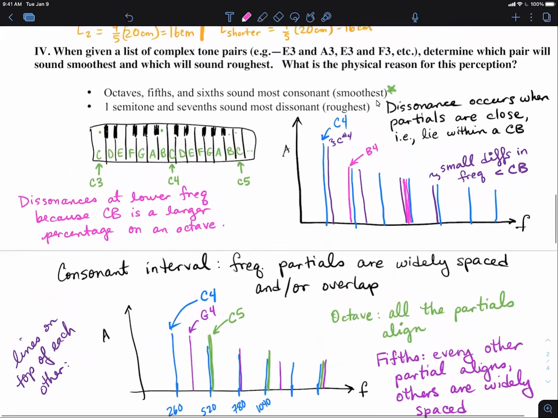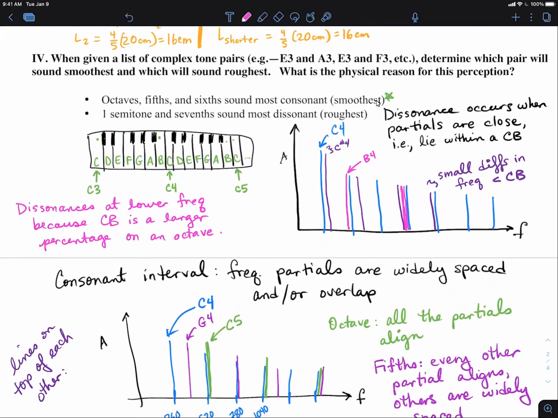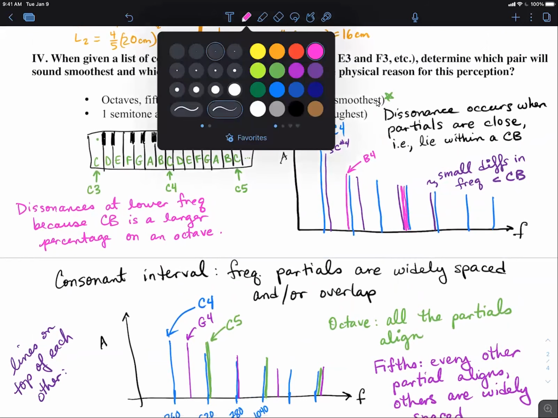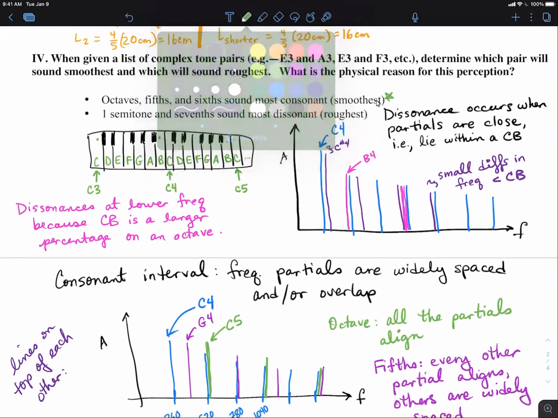And now let's get back to the actual bold here. How will you determine which will be the smoothest and the roughest? If you are new to music notation, and this is a little different for you, this is your rule of thumb. Number one, if the note is the same but the number is different, then that is consonant. That's your most consonant interval.